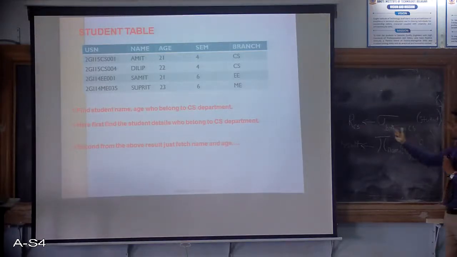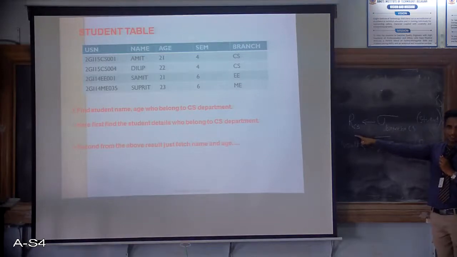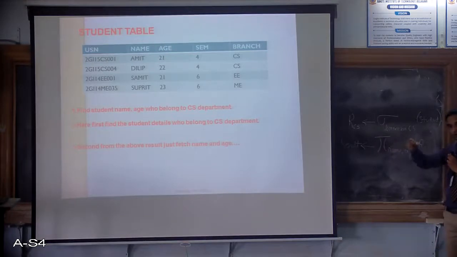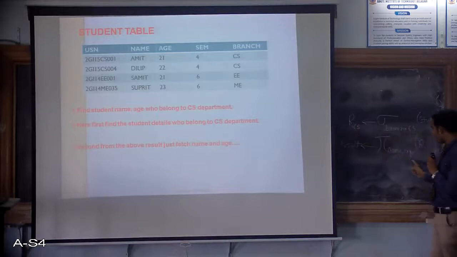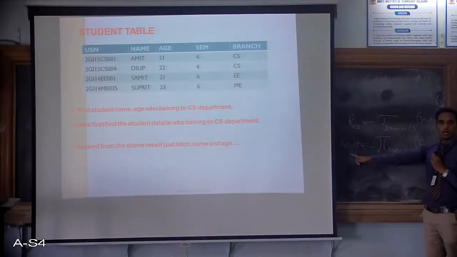What is RCS? It is nothing but the output of this, where the rows who belong to CS are selected and those rows are kept in RCS, relation CS. Now from this relation CS, only fetch name and age. So how to fetch the columns? By pi. Pi name comma age in RCS. And look at the arrow notations. It is going that way. That means output of this is saved here. Output of this is saved in the result attribute.